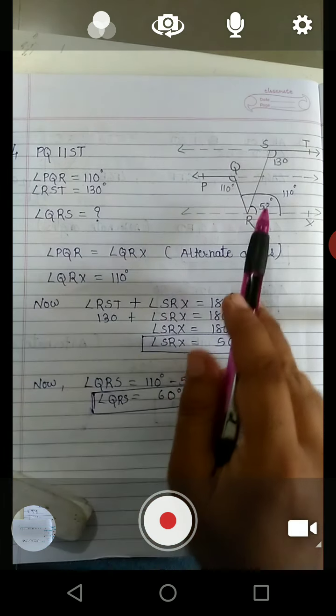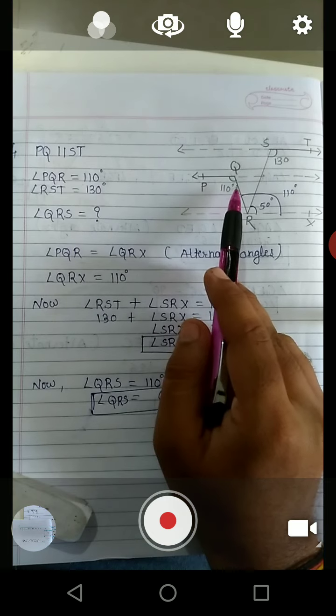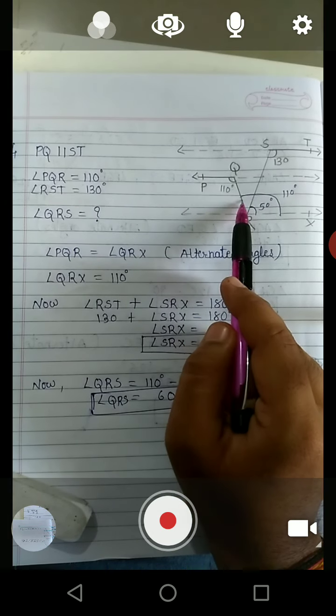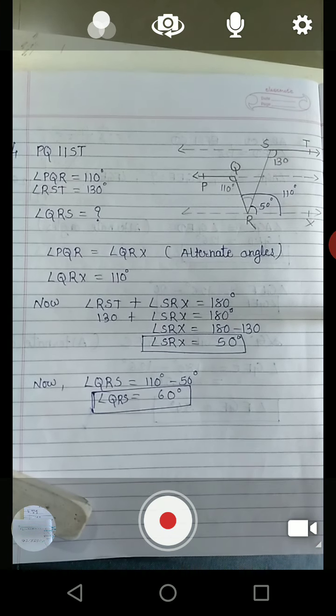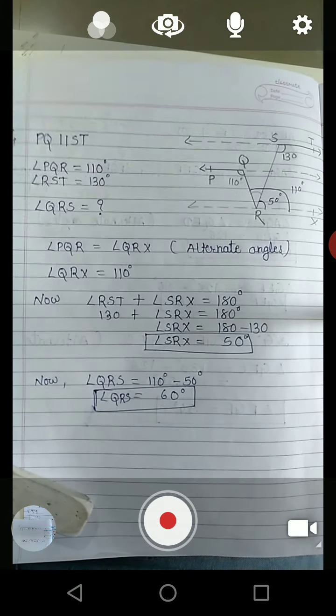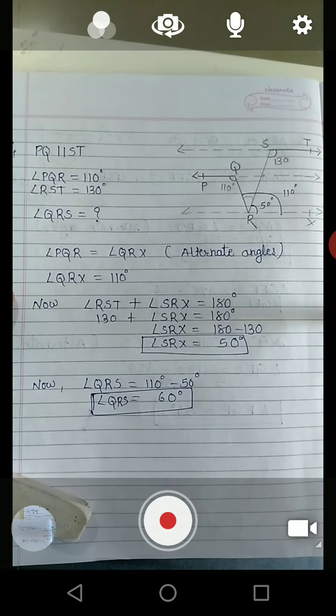So I have written 50 degrees here. We have to find the value of QRS, we have to find this angle. So 110 minus 50, so we will get angle QRS is equal to 60 degrees. Very much easy.